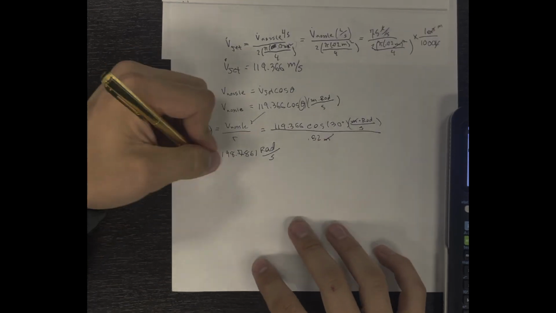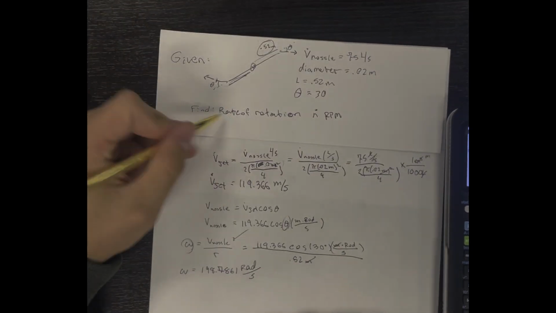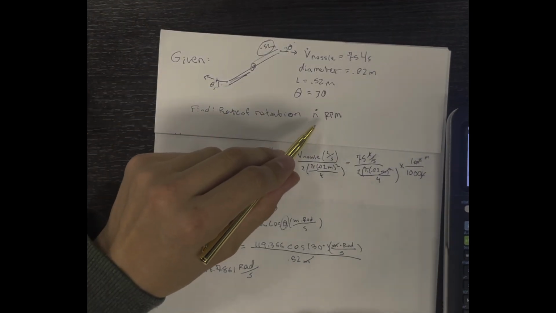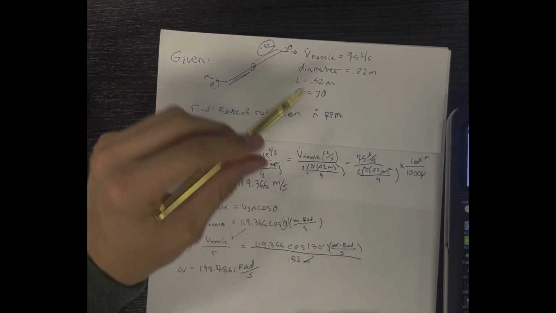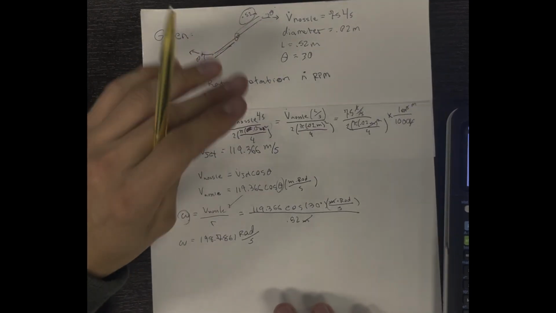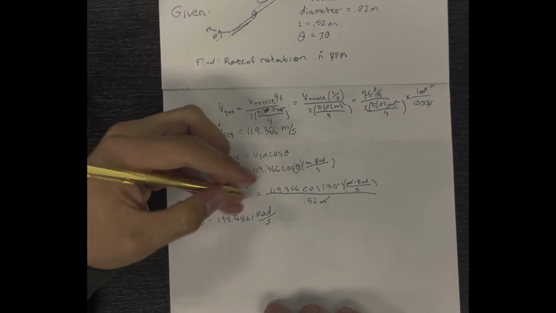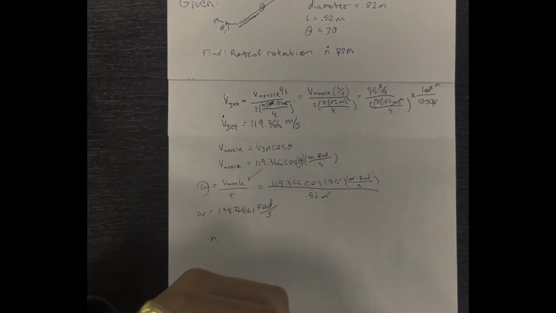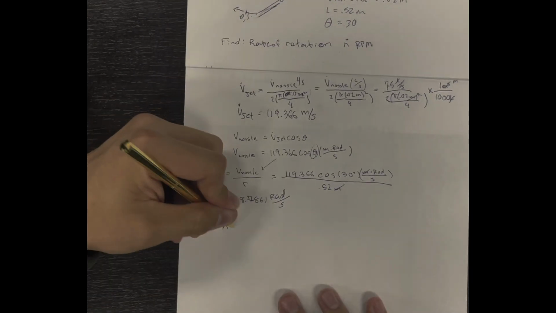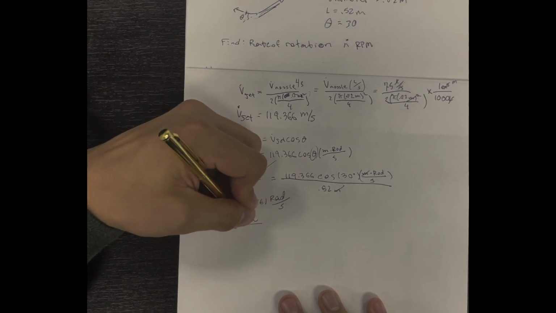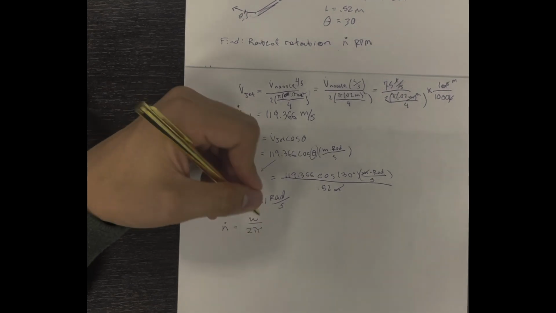So next up we're solving for n, the rate of rotation, which is n dot. So n is rotation, and then the dot means flow rate. So it's kind of like the flow rate of rotation, which is given in RPM. So we have our n dot equals the W over 2 pi. So that's literally all we do.